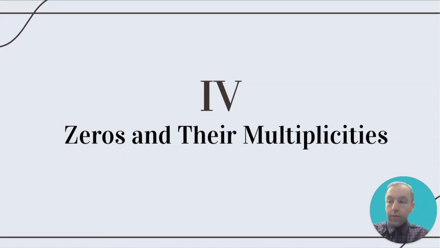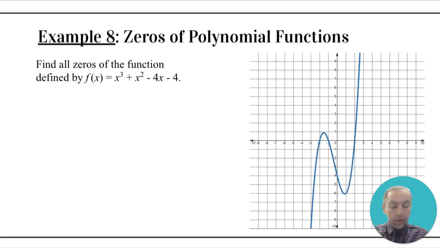So now we're going to dive more specifically into zeros and find zeros of polynomials, and then talk about one characteristic of zeros, which is called their multiplicity. Okay? So now, more than just saying the possible number of real zeros a polynomial function can have, you can see that here we're going to try to actually find all the zeros of the function.